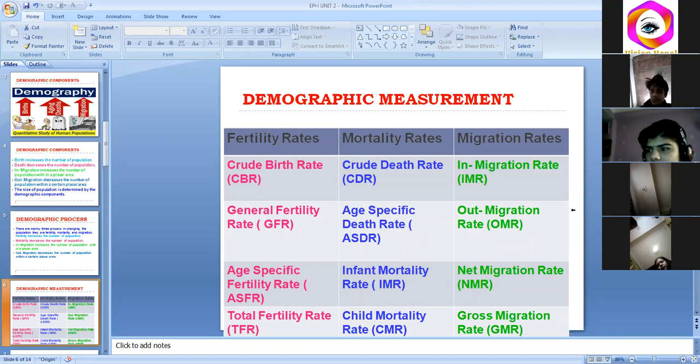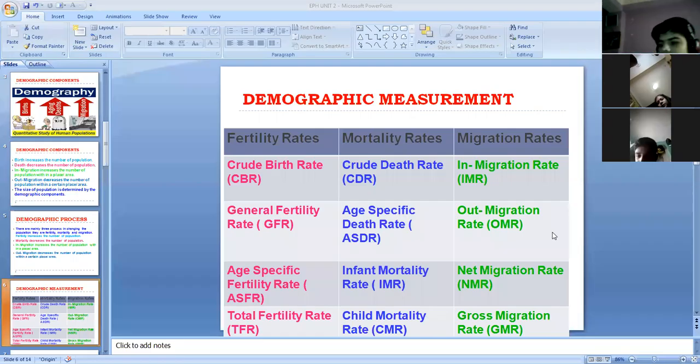Similarly, migration rate can be calculated with the help of in-migration rate, IMR, out-migration rate, OMR, and gross migration rate, GMR. Okay, so now you can copy this table. Please write it up. If finished, please let me know.